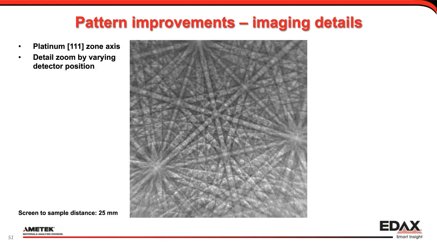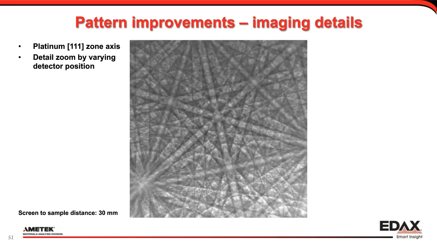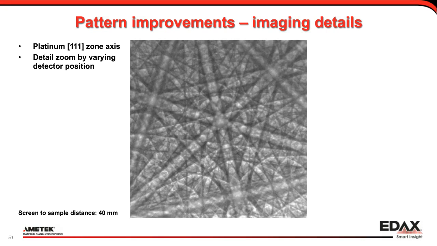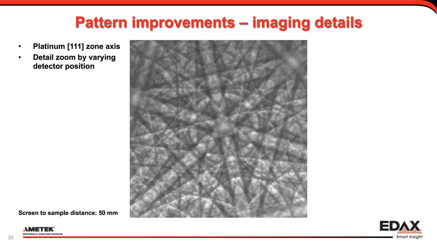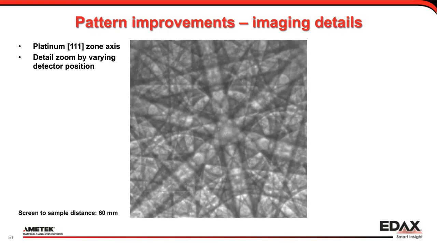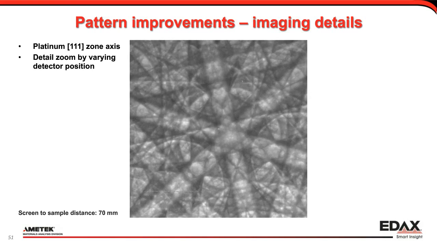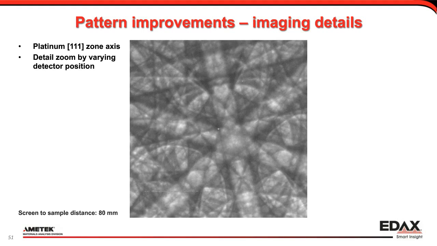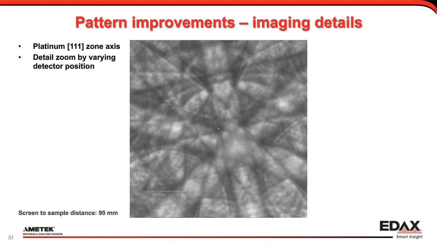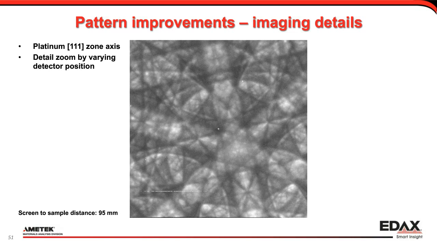Another pattern where I try the same zoom, it's platinum. And I start at 25 millimeter screen to sample distance. So if we zoom into the 111 axis, from a distance you can clearly recognize the threefold symmetry. But the closer you get, you can see almost like a six-fold symmetry here with the three main bands intersecting.